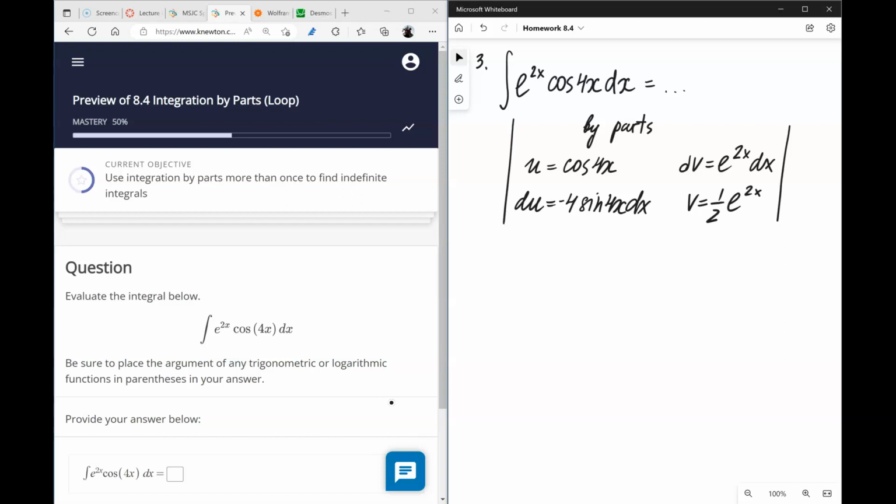So now my first result is uv, so 1/2 e to the 2x times cosine of 4x, minus the integral of v du. So we have negative 4 times 1/2, take it out, so this becomes positive 2. And we have the integral of e to the 2x times sine of 4x dx. And we're going to do, again, integration by parts.